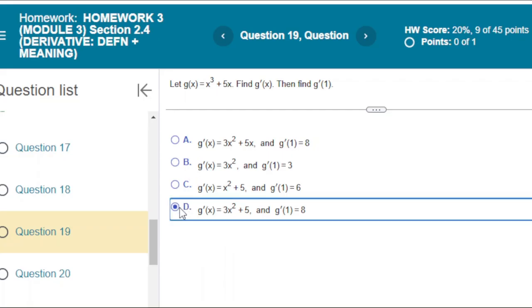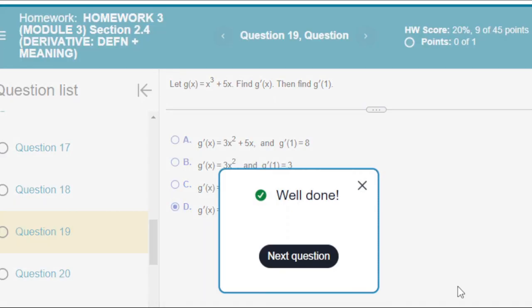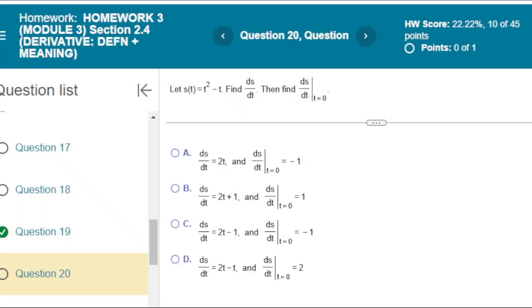So that's actually answer D. It almost looks like it's A, but notice that says plus 5x, right? It's 3x squared plus 5, and then g prime of 1 is this. We're going to check our answer, but then let's also go to Desmos real quick.